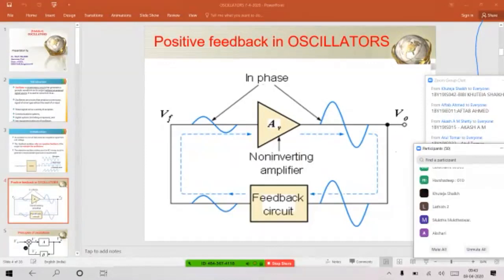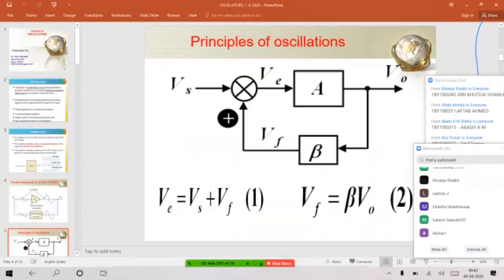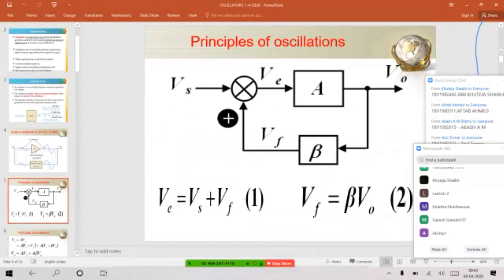So with this background, we'll directly start analyzing the oscillator circuitry. As I said, oscillator circuitry consists of an amplifier with a gain A, the first box in the block diagram you can see, and a feedback network with a gain beta. Some people call it the feedback fraction beta, or I call it the feedback factor, or the feedback network gain.